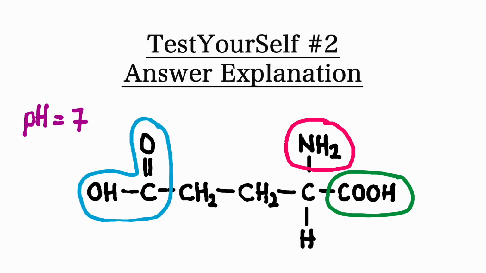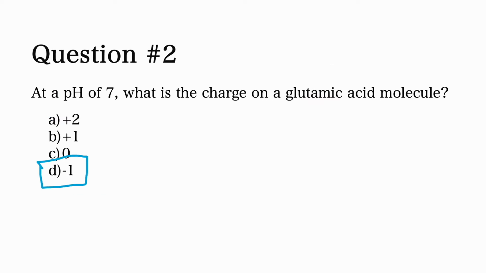Hi everyone, welcome back. This video is the answer explanation for the test yourself question number 2. The question was, at a pH of 7, what is the charge on a glutamic acid molecule? The correct answer was option D, -1. Now let's explore why this is the correct answer.